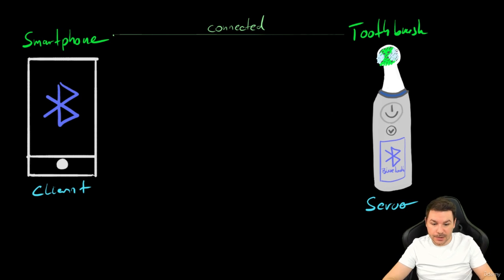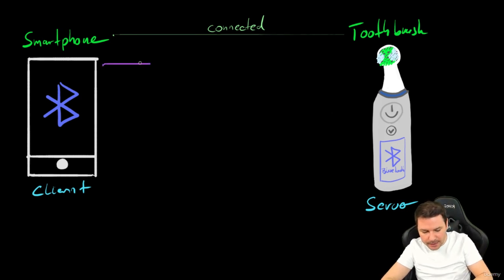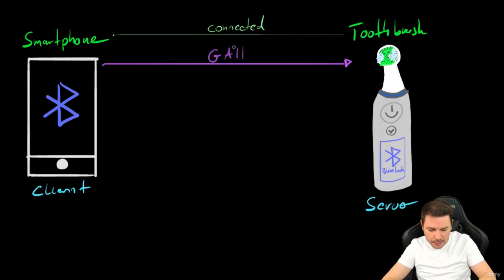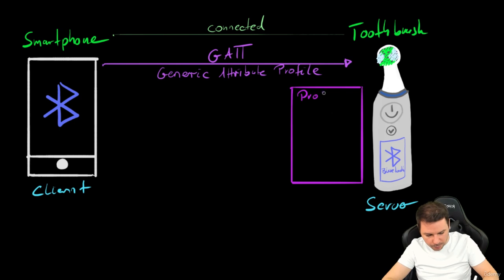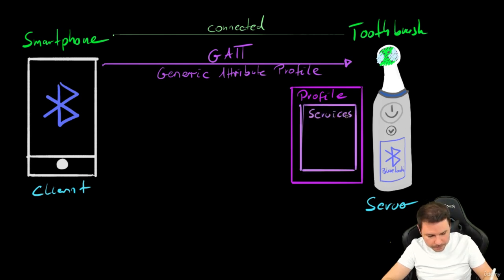Okay, after connecting to this device, the smartphone is now requesting information from this toothbrush. So the generic attribute profile. And profile within the toothbrush, it's just a known set of information. For example, this toothbrush has a profile. So this is the profile. Okay, within this profile, we are now dealing with services. And within those services, there's only one left, then we are done. Within those services, we are now having characteristics.